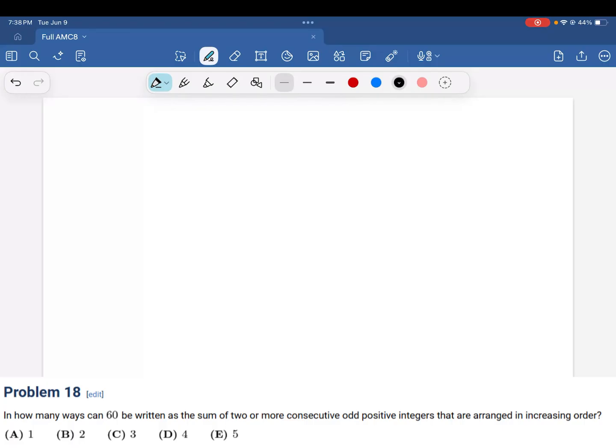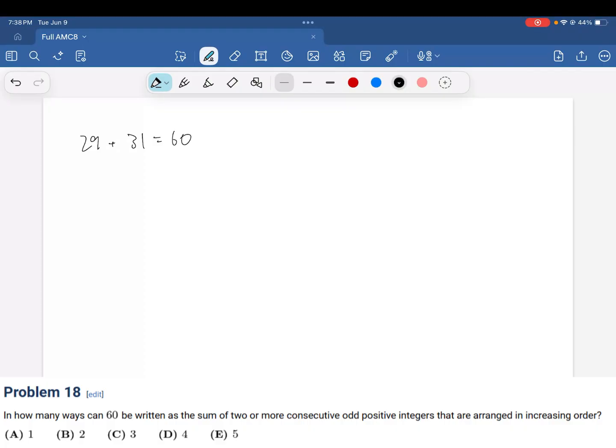In how many ways can 60 be written as the sum of two or more consecutive odd positive integers that are arranged in increasing order? So this is going to be an arithmetic sequence with common difference 2. So immediately you can probably see 29 and 31 works. These two are odd, they're consecutive, and they sum to 60. So this is one that works.